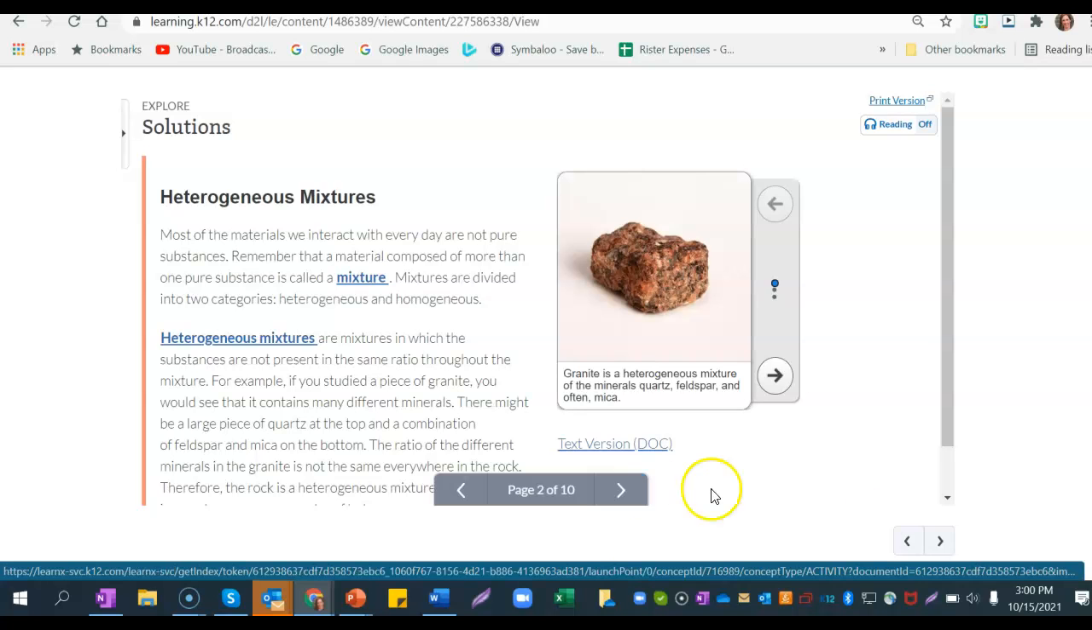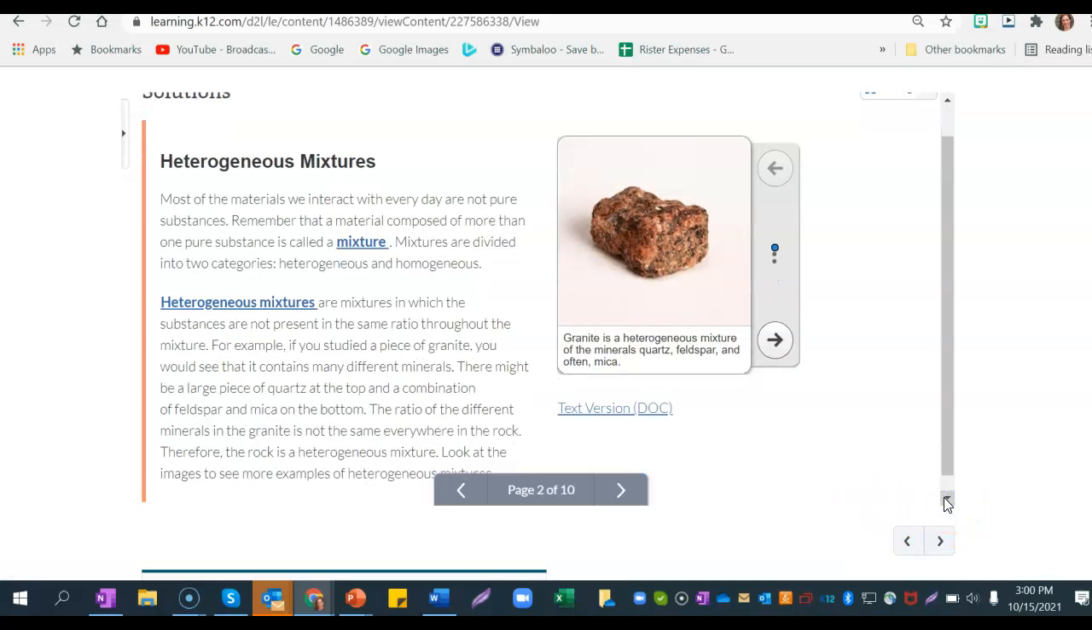So if we go on talking about heterogeneous mixtures, most of the materials we interact with every day are not pure substances. Remember that a material composed of more than one pure substance is called a mixture. Mixtures are divided into two categories. So remember I mentioned earlier having that kind of pyramid scale down, and we had pure substances on one side. You could list some of those examples, and then we have mixtures over on the other side. Well, mixtures are divided into two categories as well. So mixtures can be either heterogeneous or homogeneous.